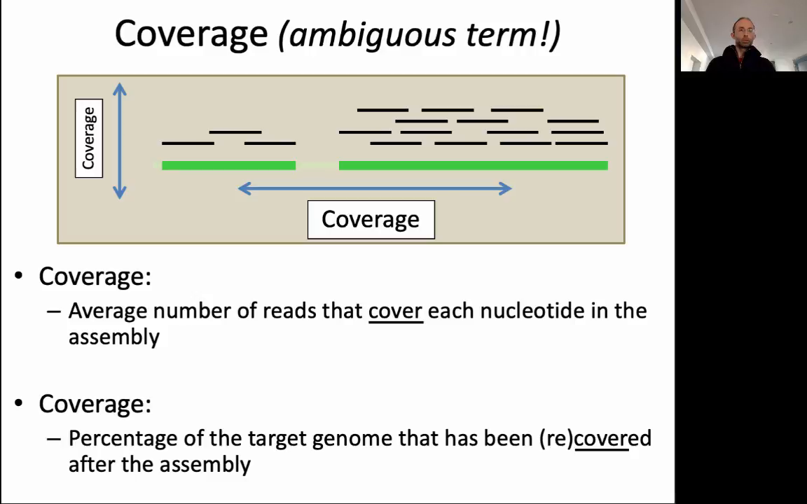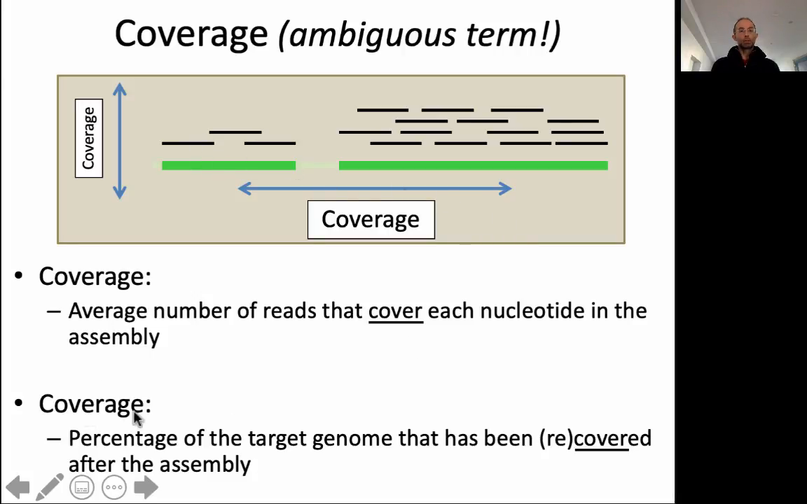Another term that I want to quickly introduce is coverage. Coverage is an ambiguous term, so watch out when people use the word coverage and think about what they're actually talking about. So coverage could mean two things. Either it's the number of reads that cover a nucleotide in the assembly. So if we look here at the genome that we're trying to assemble, and these black lines are the sequencing reads that we have assembled at these positions, then the coverage would be the number of reads that cover a single nucleotide at a given position.